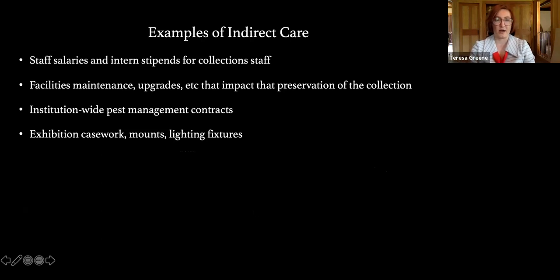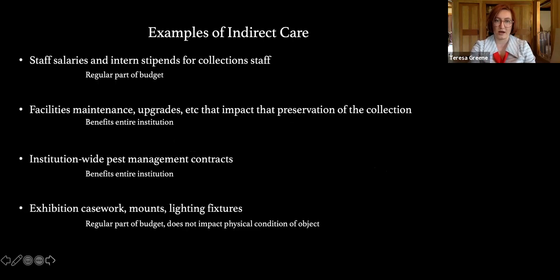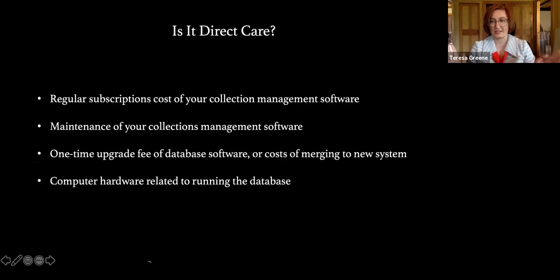Things that are not direct care are staff salaries, interns, even within the collections department, facilities maintenance that impacts collections but benefits the whole institution, institution-wide pest management contracts, and exhibit casework, mounts, and lighting fixtures. I have laid out why these are not direct care. Staff salaries are a regular part of your budget. Facilities maintenance benefits the entire institution. Institution-wide pest management also benefits the entire institution. And exhibition casework is usually a regular part of your budget and does not impact the physical condition of the object. And for discussion, are these direct care?